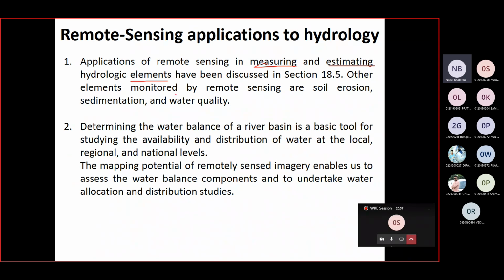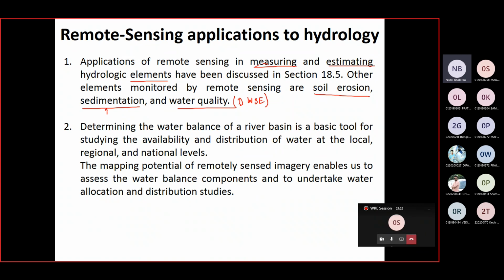Other elements which are monitored by remote sensing data include monitoring of soil erosion, sedimentation analysis, and water quality parameters also. Water quality refers to what you have studied in the drinking water and sanitary engineering course. There are various water quality parameters you have studied that you can determine with the help of these remote sensing applications.